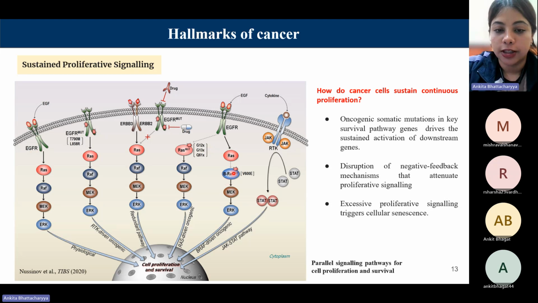There can also be mutation in the downstream pathways like BRAF, V600E. This is something we have extensively studied in prostate cancer as well. So these are just some examples of oncogenic mutations which sustain proliferative signaling within a cancer cell. So oncogenic somatic mutations in such key survival pathway genes drive the sustained activation of downstream genes. Furthermore, while I have not mentioned it here, there are some negative feedback mechanisms also which attenuate proliferative signaling.